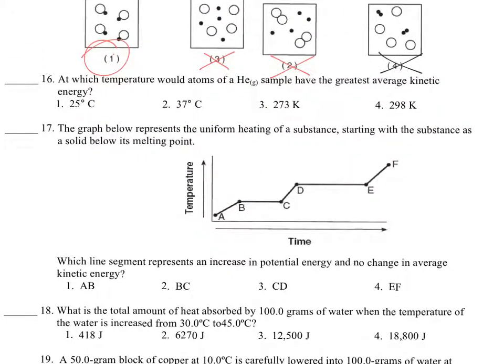Alright, 16. At which temperature would atoms of helium have the greatest average kinetic energy? Well, if we want to know the greatest average kinetic energy, we need to know that that means highest temperature. It is a synonym. Average kinetic energy is measured in temperature. So if your average kinetic energy is constant, that means you have no temperature change. If your kinetic energy is increasing, temperature is going up. Kinetic energy decreasing, temperature is going down.